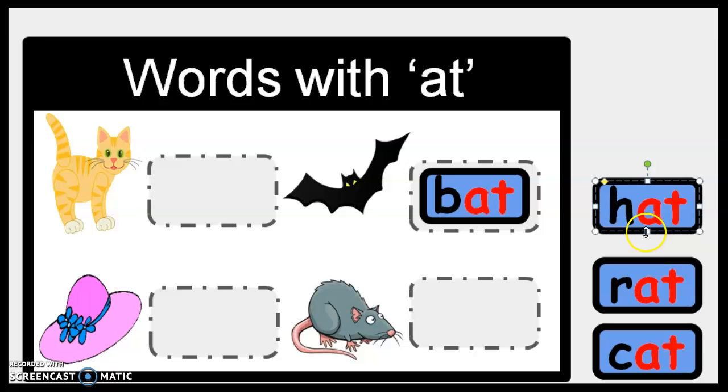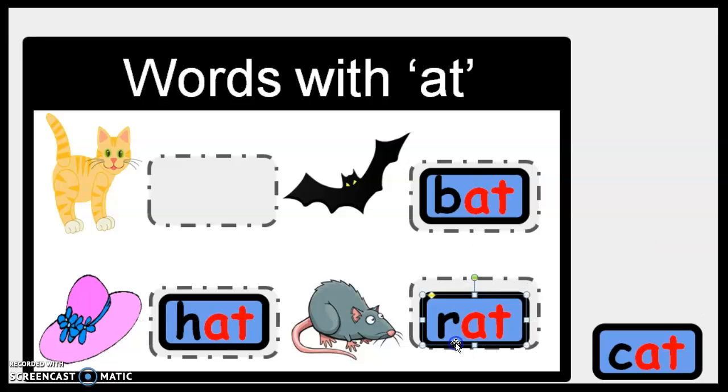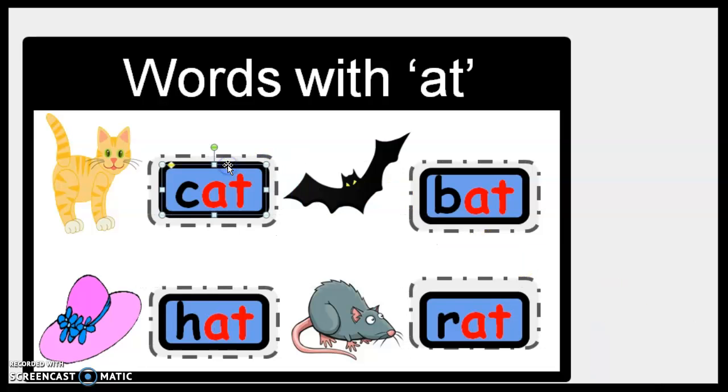Hat. This is the picture of a hat. How about the third word? Rat. Very good. And the last word? Great job. Cat. Cat. Hat. Bat. Rat. Great job.